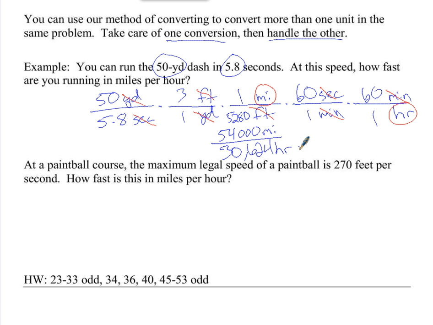I want to know miles per 1 hour, though. I want the unit rate. So we need to divide that out. What's 50,000 divided by 30,624? 1 point something. 1.3-ish maybe. This doesn't seem right to me. What is it? 1.76 miles per hour.